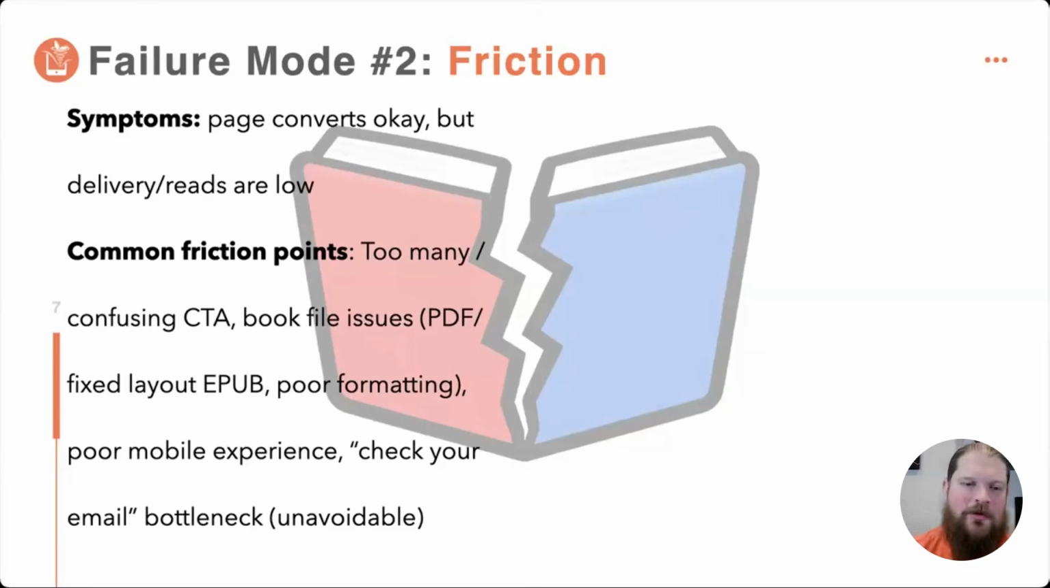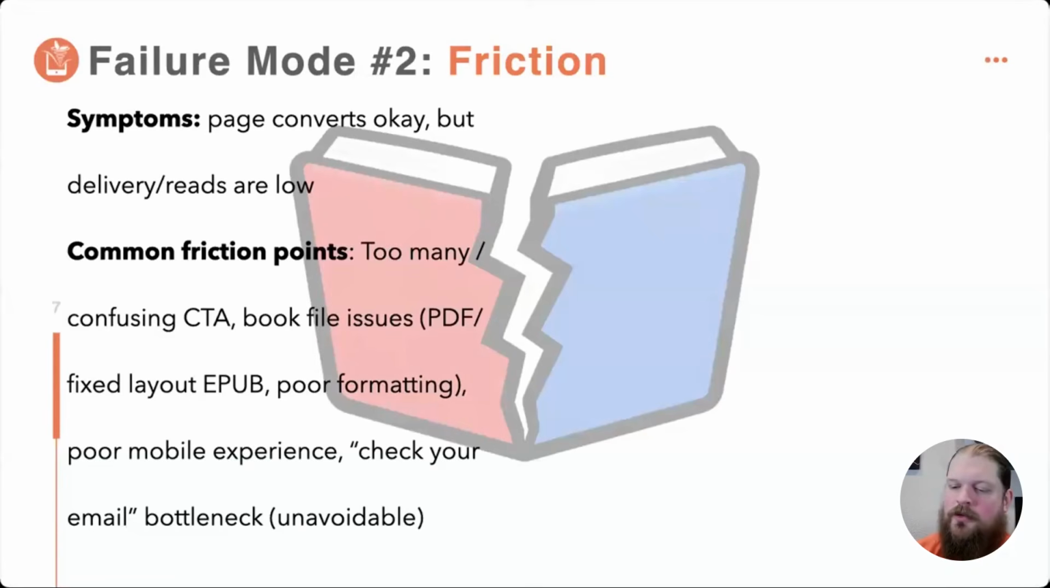And then, of course, there's the check your email bottleneck. This is to some extent unavoidable, right? There's only so much we can do about this, particularly with the way that email works. It is what it is, but it is something to be aware of. There's going to be a certain percentage of readers who claim your book. They'll get the email and they'll just never go open it, right? So this is unavoidable to a degree, but this is also a reason why you should have an automation sequence that sends out multiple emails.